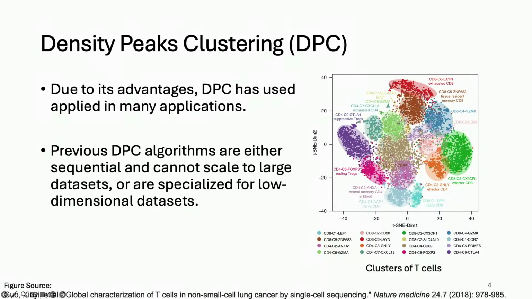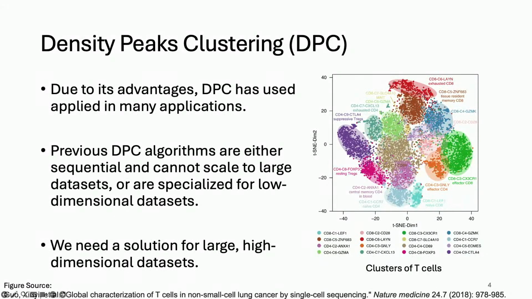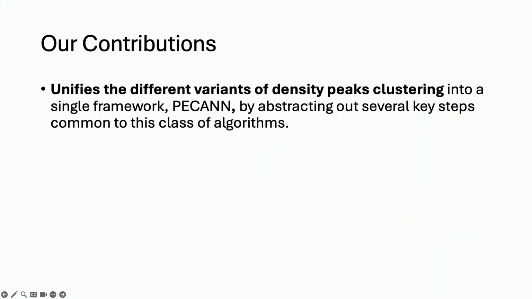One limitation is that existing DPC algorithms are either sequential and therefore cannot scale to very large data sets, or they're specialized for low-dimensional data. So they don't work well for high-dimensional data. But in many real-world applications, we want to actually deal with high-dimensional data. So we need to have a solution that can scale to large data sets that are also high-dimensional. And this is the challenge that our work is addressing.